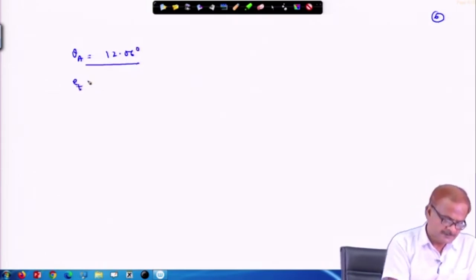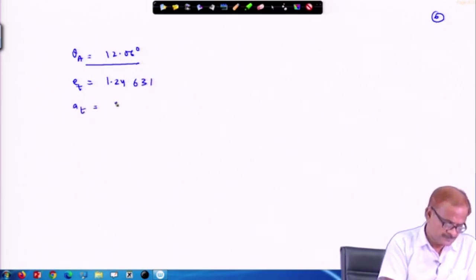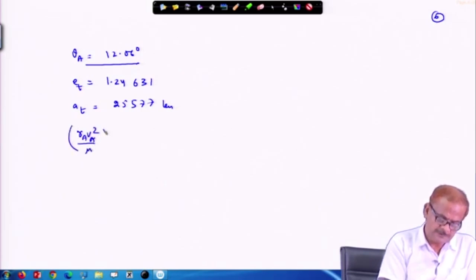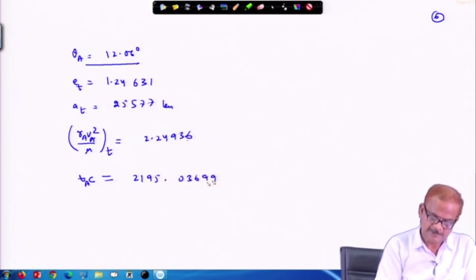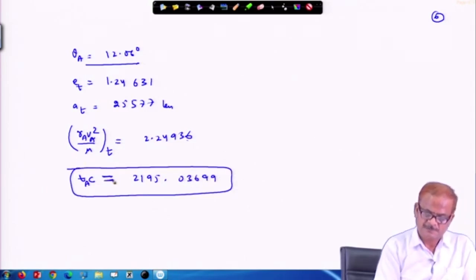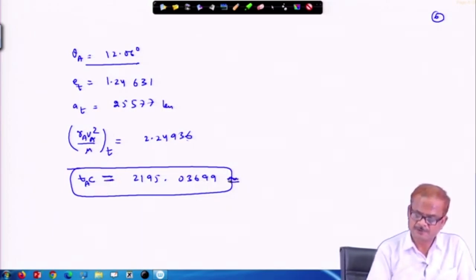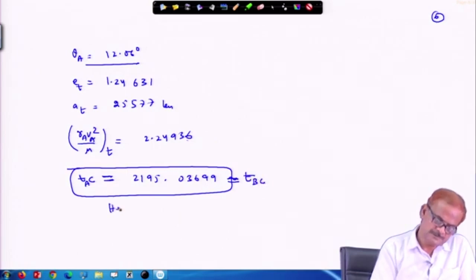Okay. So, corresponding E t will turn out to be 1.24631, A transfer orbit 25577, and R A V A square divided by mu in the transfer orbit turns out to be 2.24936, and T A C, the transfer time, 2195.03699. So, it is very close to T B C. So, this is almost close to T B C. So, hence the calculation process is over.